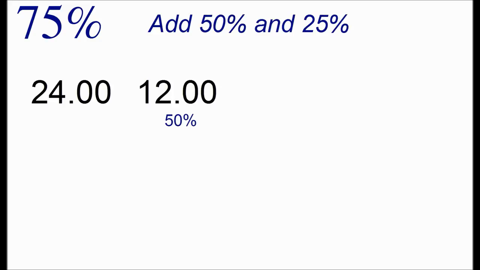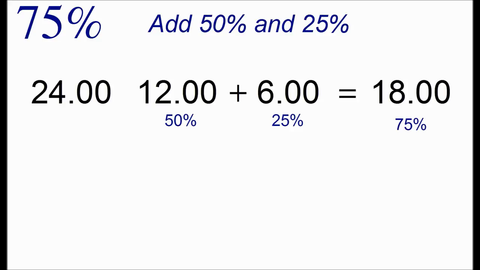Combining these two methods, we can calculate 75% by adding 50% and 25% together. So what's 75% of 24? We first calculate 50% by taking half. Then we calculate 25% by taking half once more. And to get to 75%, we add these numbers together. 12 plus 6 is 18.